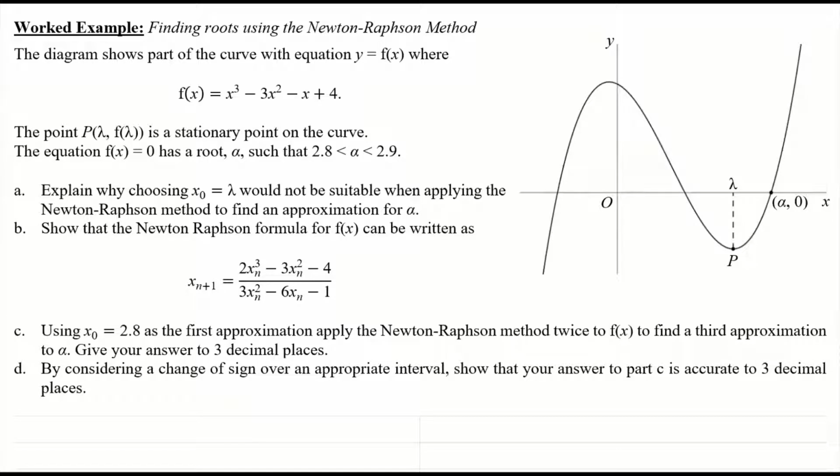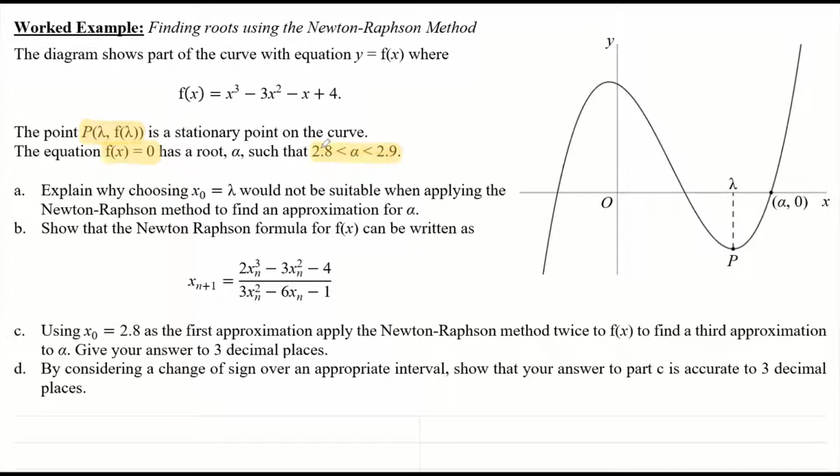I've specified a point where x is equal to lambda, and this is the stationary point on the curve. You can see it on the diagram as well. The point P, alluded to over on the left-hand side right here, which has a function value of f of lambda, is a stationary point. We're also told that the equation f of x equals 0 has a root alpha, and alpha is between 2.8 and 2.9.